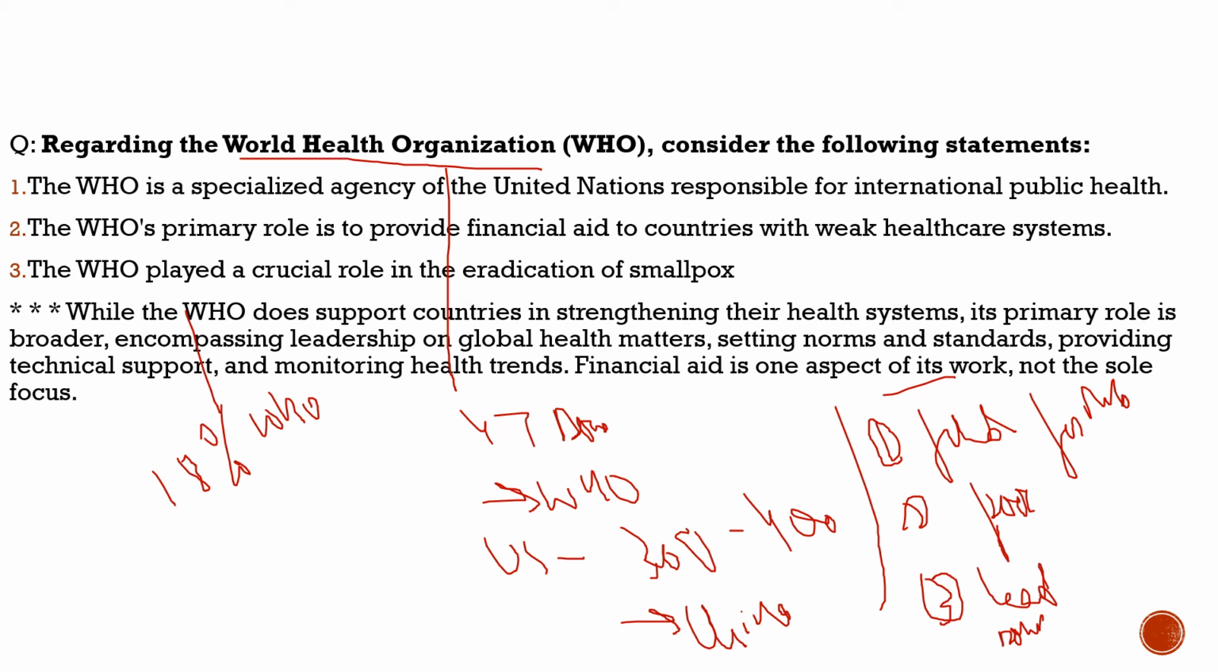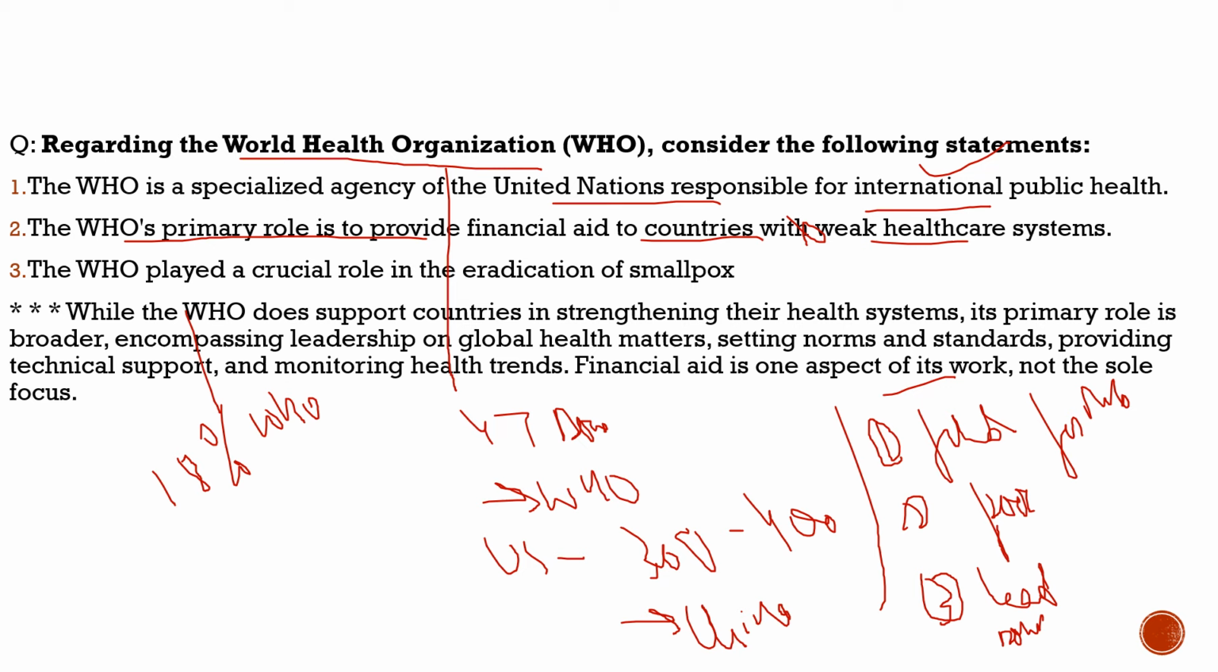Now through this question, let's understand a little bit about WHO. This basic understanding we should have. First statement: WHO is a specialized agency of the United Nations responsible for international public health. 100% correct, nothing wrong with this statement. Second statement: the WHO's primary role is to provide financial aid to countries with weak healthcare systems. This statement is totally incorrect. Even though providing financial aid to countries with weak healthcare systems is one of the roles of WHO, it is not the primary role.